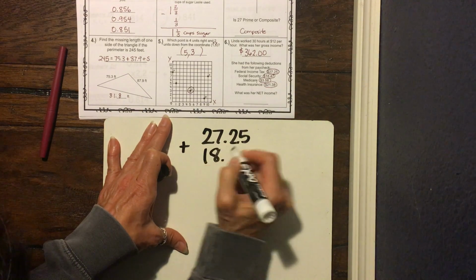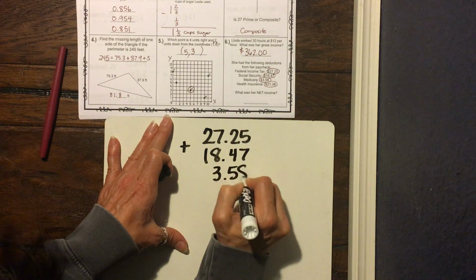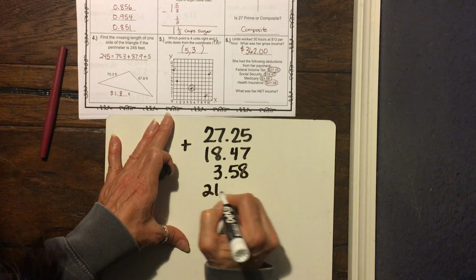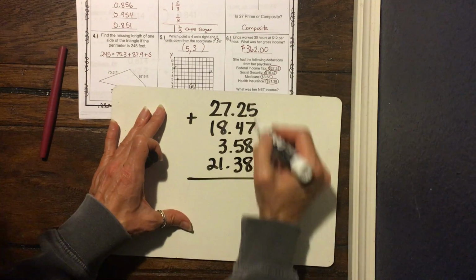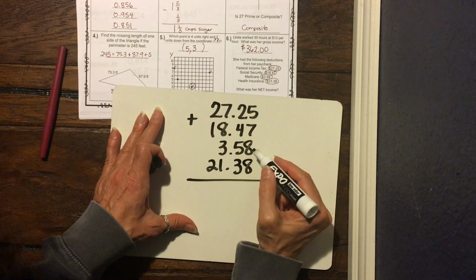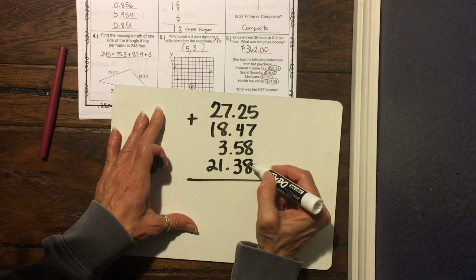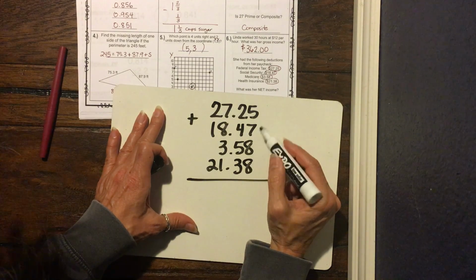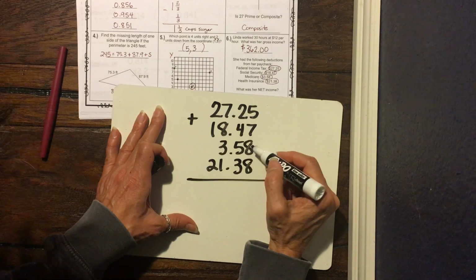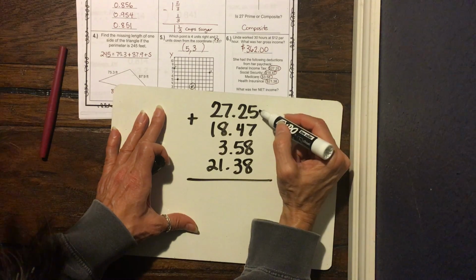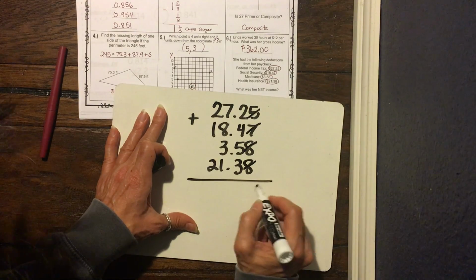So we've got 18.47, we've got 3.58, and we've got 21.38. Okay, remember we always want to look for tens. We don't have tens this time, but we do have a double. So 8 plus 8 is 16. Well, 16 plus 4 is going to be 20, and that's a 5. So if we've got 16 plus 5, that's going to be 21. And 21 plus 7 is going to be 28.